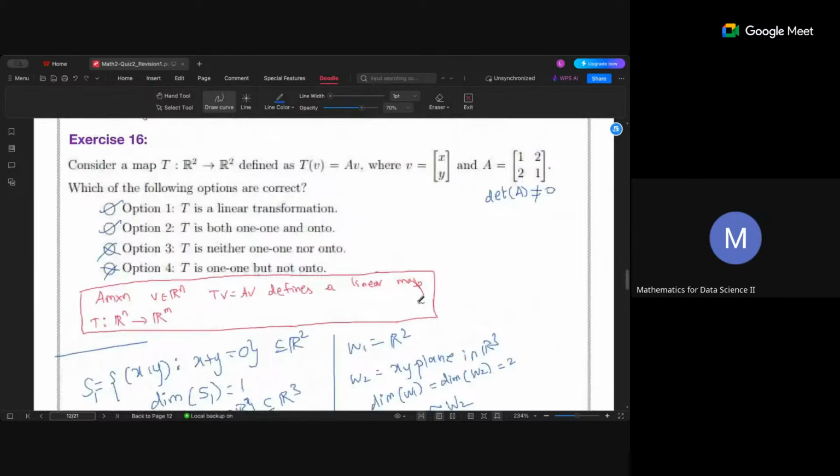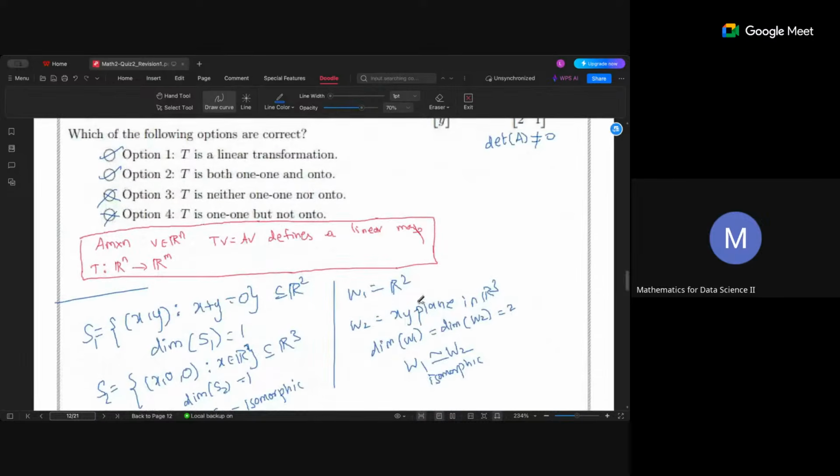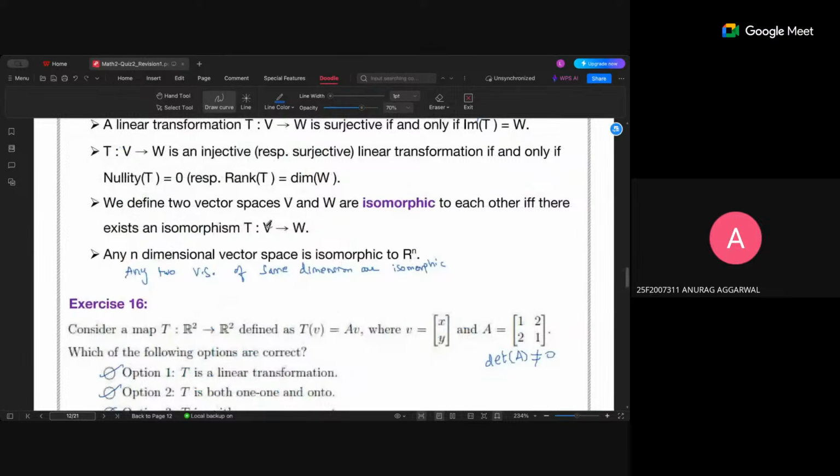So what was the other question someone was asking and I stopped you? If two vector spaces are isomorphic, that means a linear transformation can be defined that is one to one and onto, both injective and surjective. Yes.